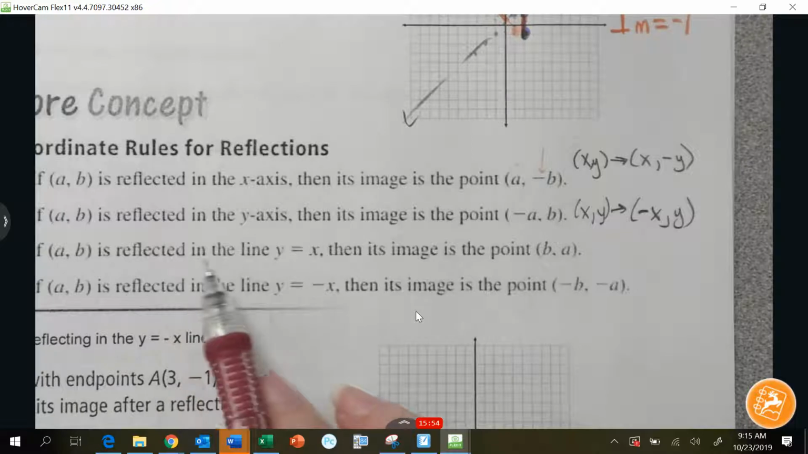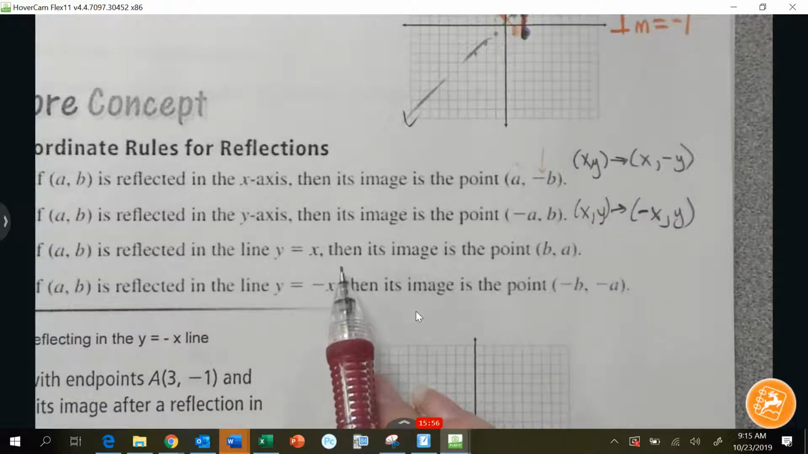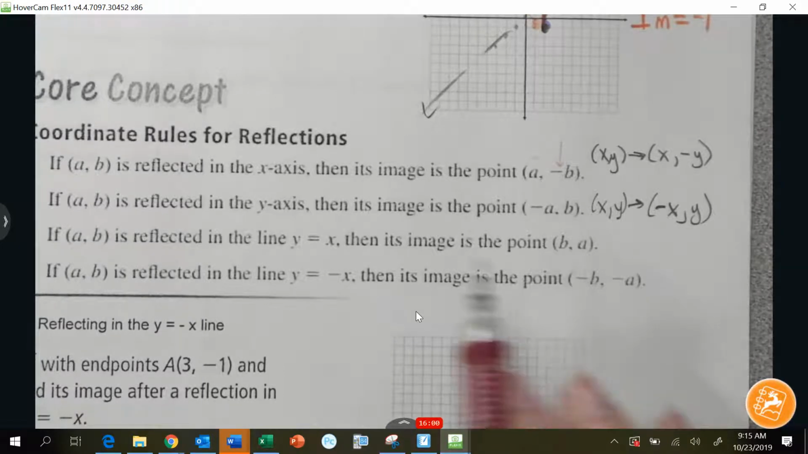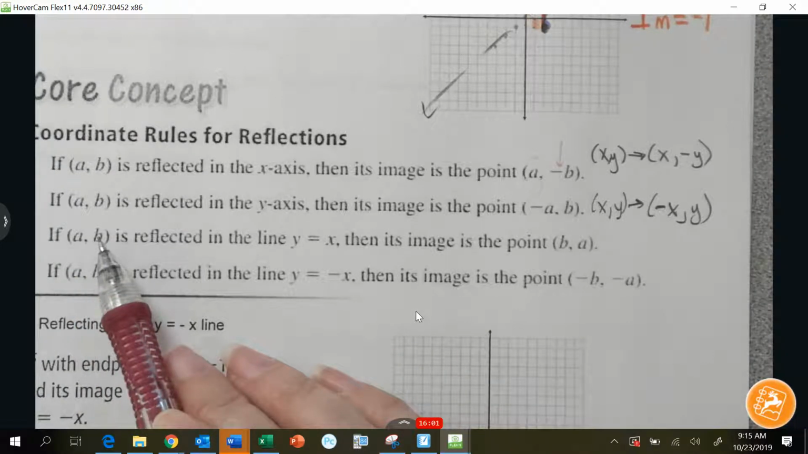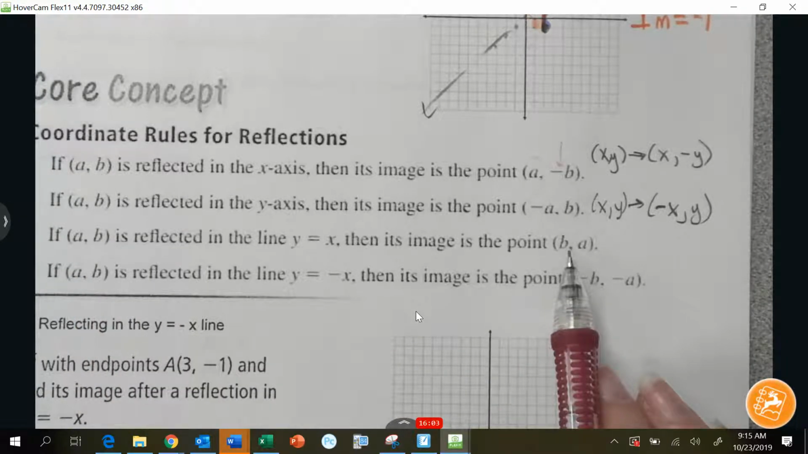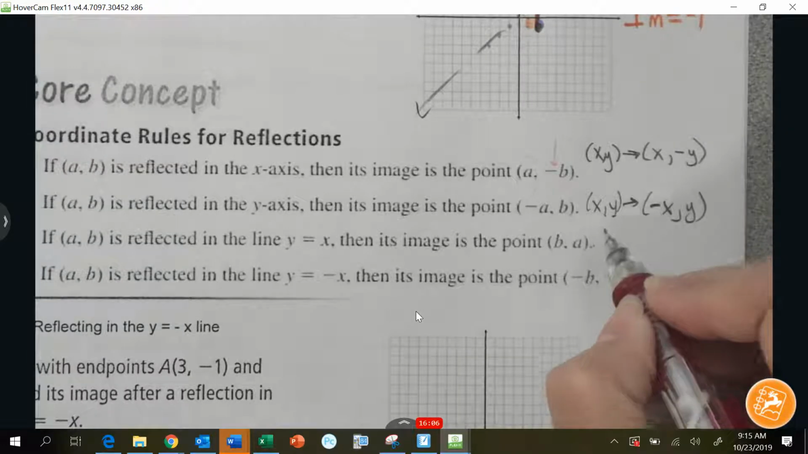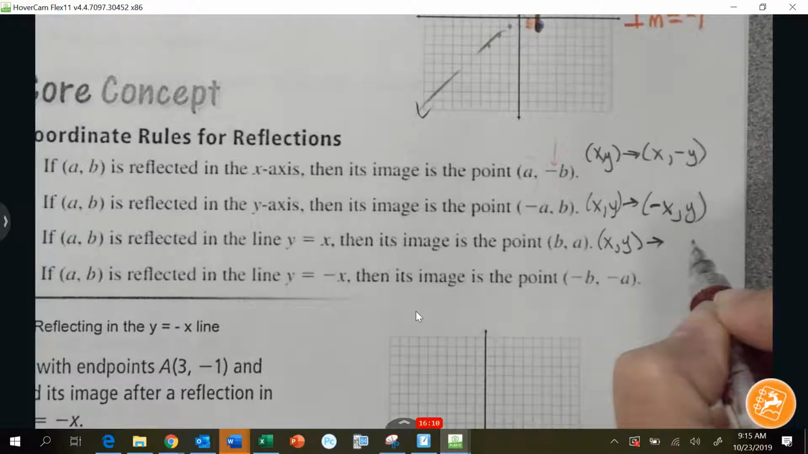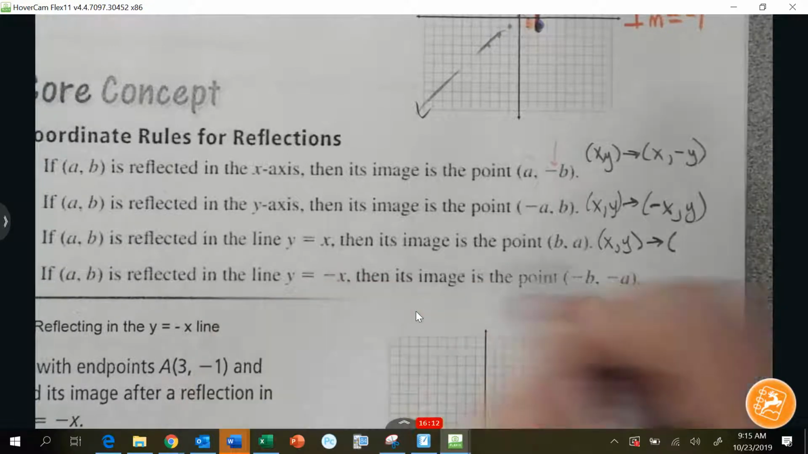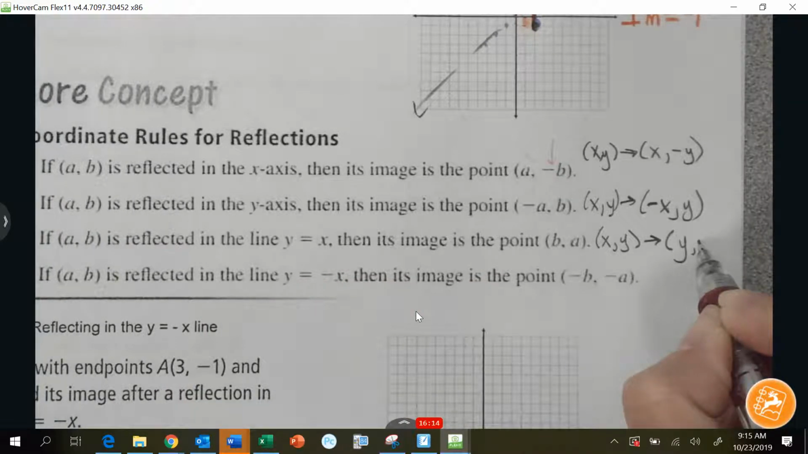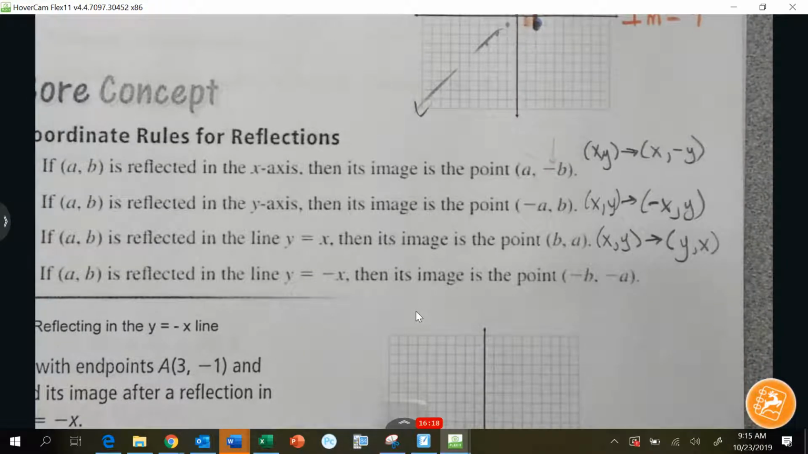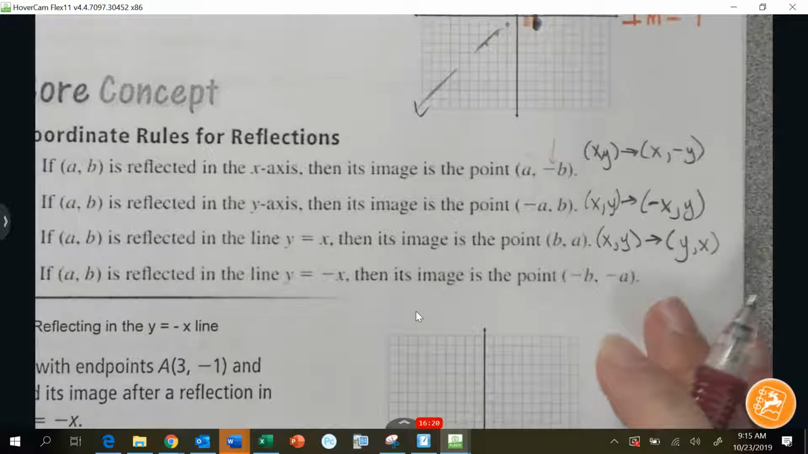And then if we reflect in the line y equals x, look what happens to the ordered pairs. Instead of (a, b), we now have (b, a). So if I have (x, y) for my original ordered pairs, what's my rule going to look like? (y, x). We just change the two numbers. We switch them around.